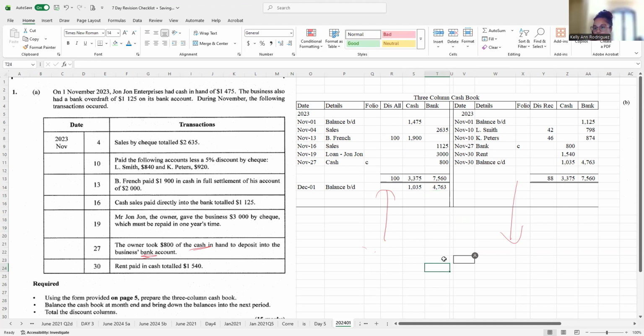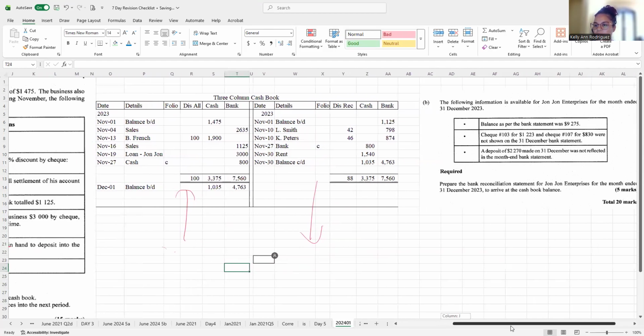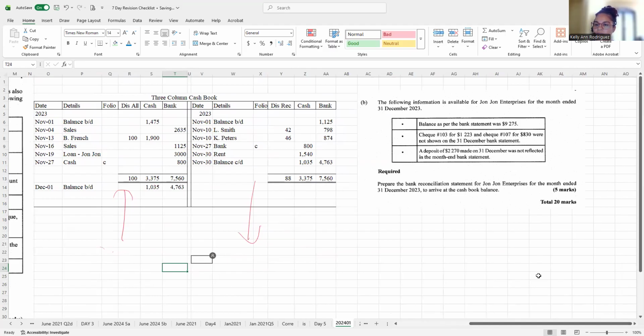Now, the reason why I went through the 3-column cash book is because I've given you all a little shortcuts on the petty cash today as well. So, the 3-column cash book was requested, but the very next part of the question, watch what this examiner did. I said, this examiner is something else. Look what he did.